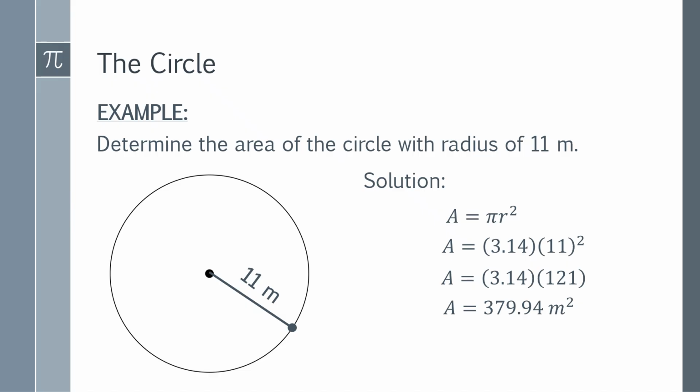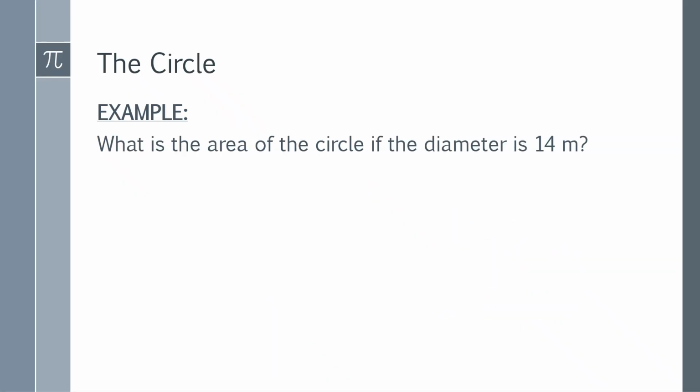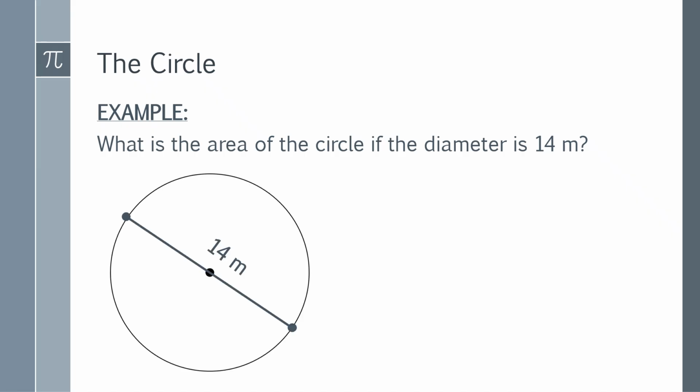Try this on your own for this next example. What is the area of the circle if the diameter is 14 meters? So this is the 14 meters. Please think first before you go to the final answer, because this one is crucial, or this is confusing for you. Pause this video to try this. And then when you're ready, please resume this video.